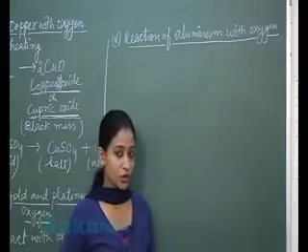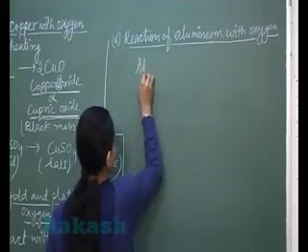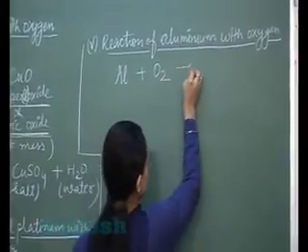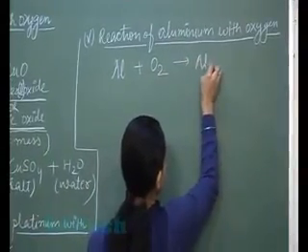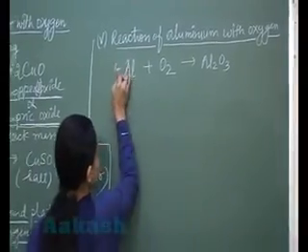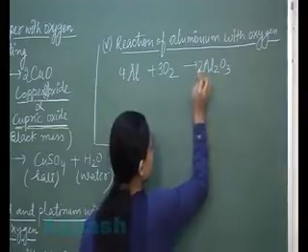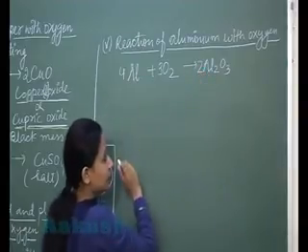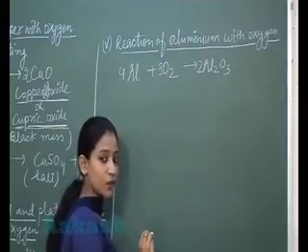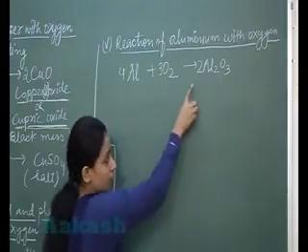How it reacts with oxygen? Its reaction with oxygen. Aluminium reacts with oxygen to give us aluminium oxide with formula Al2O3. Now students, on balancing the equation, 4 coefficient before aluminium, 3 before oxygen and 2 before aluminium oxide. And students, you can clearly see here that this equation is balanced now. So this is the equation of aluminium with oxygen to give us aluminium oxide.